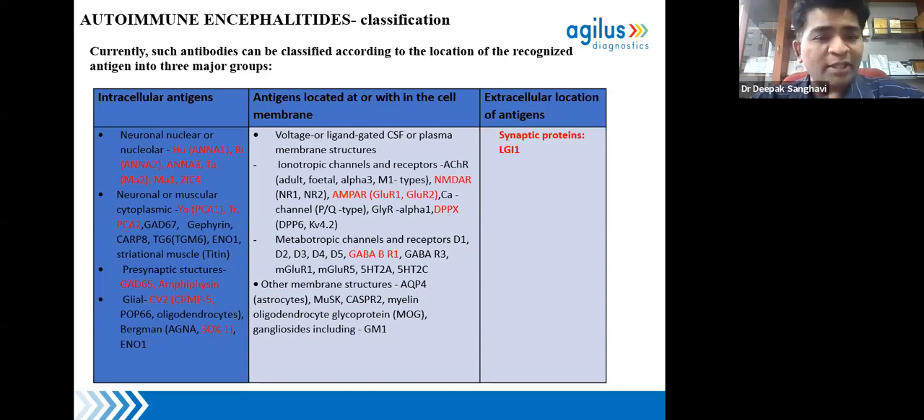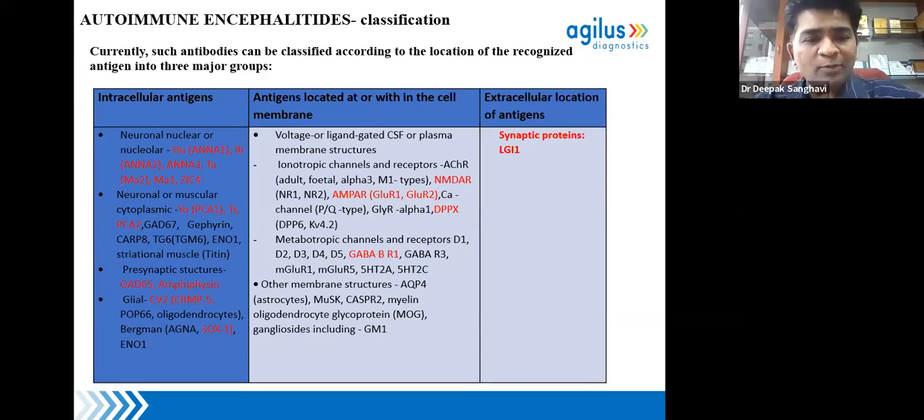While there are Yo antibodies, that is PCA1, there are PCA2 antibodies, there are Tr antibodies, there are amphiphysin antibodies. They are all neuronal cytoplasmic antibodies. Then there are antibodies against presynaptic structures. The list includes GAD65 antibodies and amphiphysin antibodies. And there are antibodies against glial proteins, that is the CRMP5, CV2 antibodies, or SOX1 antibodies, or MOG antibodies, that is against the oligodendrocytes. So these are the list of intracellular antigens.